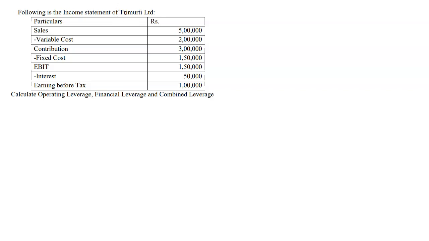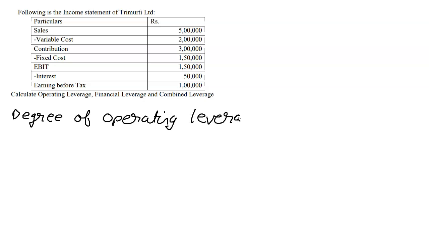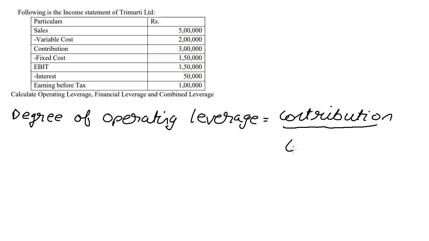This question is very straightforward because they've already given us the income statement. They've already put it into a format where we simply pick up and solve. Your formula for degree of operating leverage is equal to contribution upon EBIT.